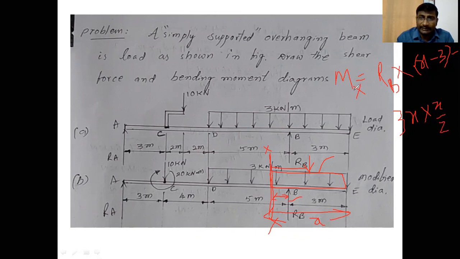This is the bending moment equation at XX. If we equate it to 0, then we can get the x value. So 3x square by 2, that is 1.5x square. Here I am writing the total equation: RB into (x minus 3), minus 1.5x square. The RB value we already calculated.